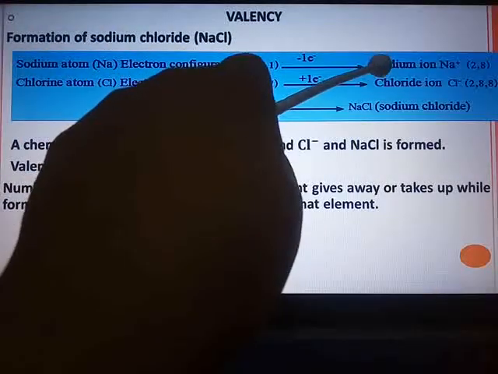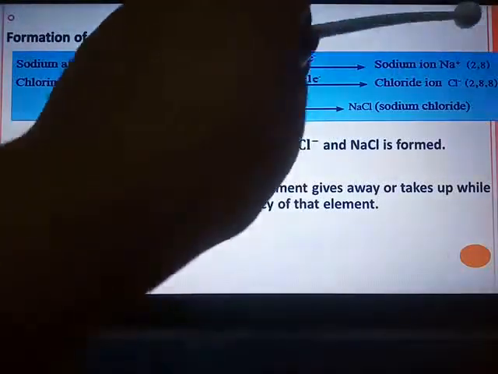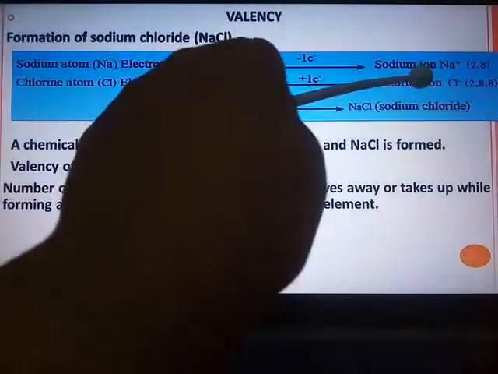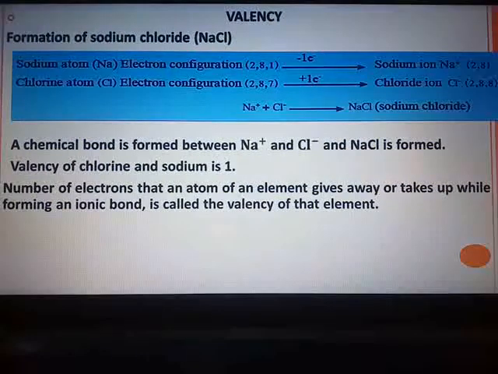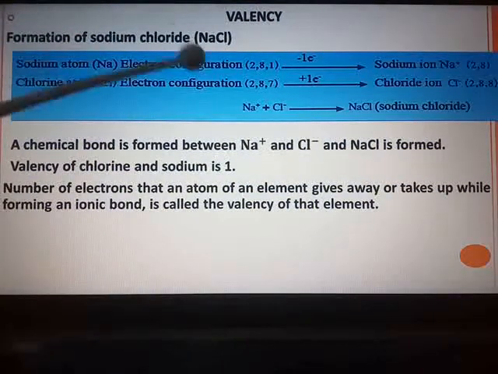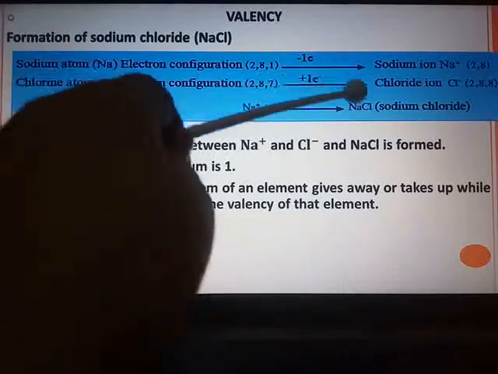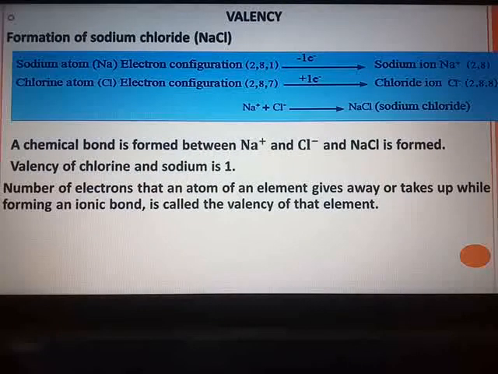And why plus? Because chlorine is accepting this electron. So here it will form a positive sodium ion with electronic configuration 2, 8, whereas it will form a chloride ion with configuration 2, 8, 8. So sodium with a positive charge will combine with chlorine with a negative charge and form sodium chloride. Now why positive charge?